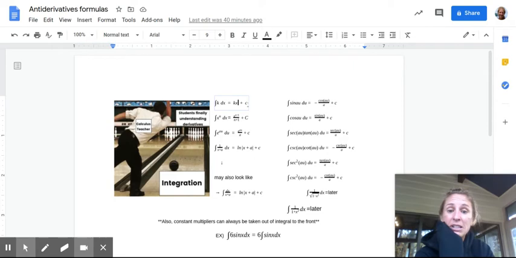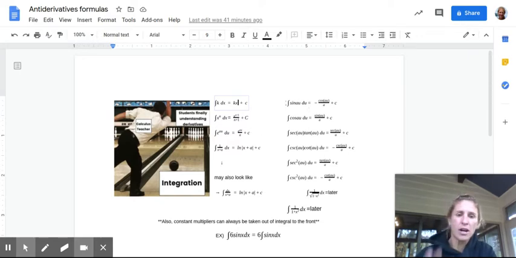We have the plus c on here because, think about any of these. If I were to take the derivative of kx, I'd get k. But what if I had the derivative of kx plus 6? I'd still get k. So I can add or subtract any number onto the end of any of these, and when I take a derivative, it would go away because the derivative would be 0. That's why I have a plus c on the end of all of them.